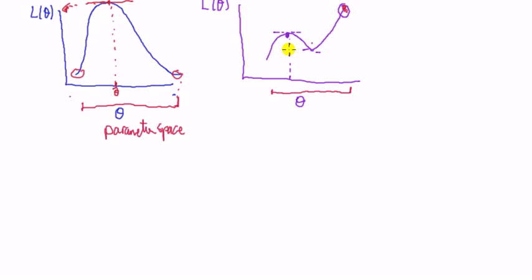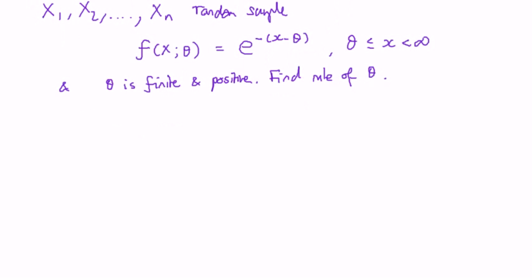So now you know what the problem is. Let me give you an example. We have a random sample and it follows this. This is the marginal density. There's one parameter here, being theta. And the random variable, the x's, they can take values from theta upwards, and theta is finite. The parameter is finite and positive. We're asked to find the MLE of theta.